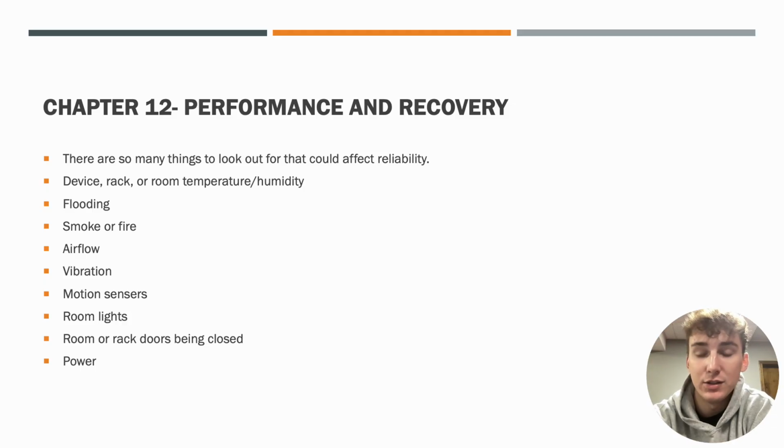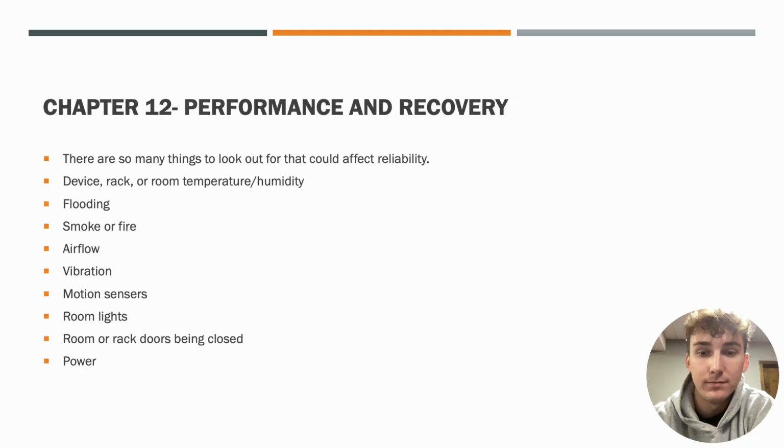Motion sensors, basically just watching out for people that shouldn't be in the room. Room lights, same thing. If you have cameras, having lights can help you. If you don't have any lights, somebody can sneak in there when the cameras won't pick them up. And your door should always be closed and locked. And then power, you need to have a power source because if your power knocks off, that can really screw up your reliability.